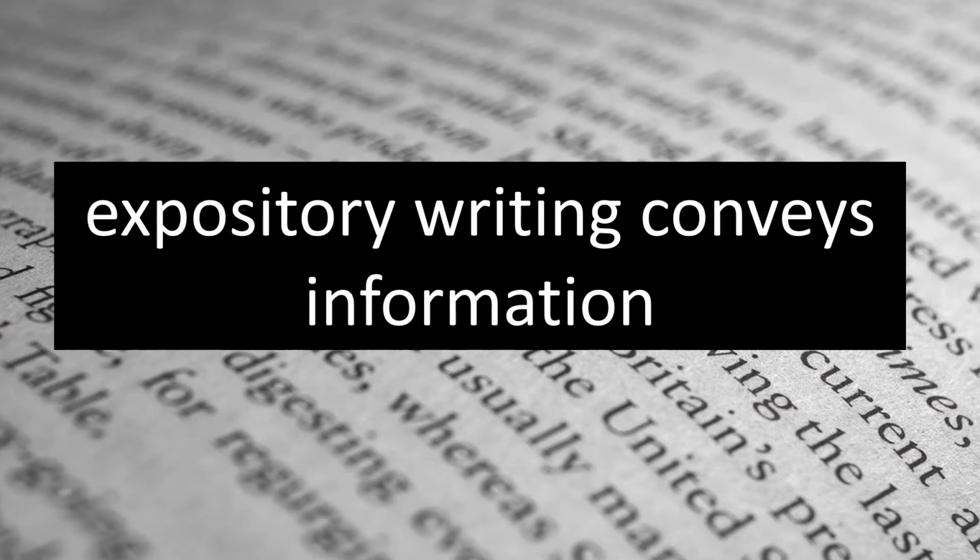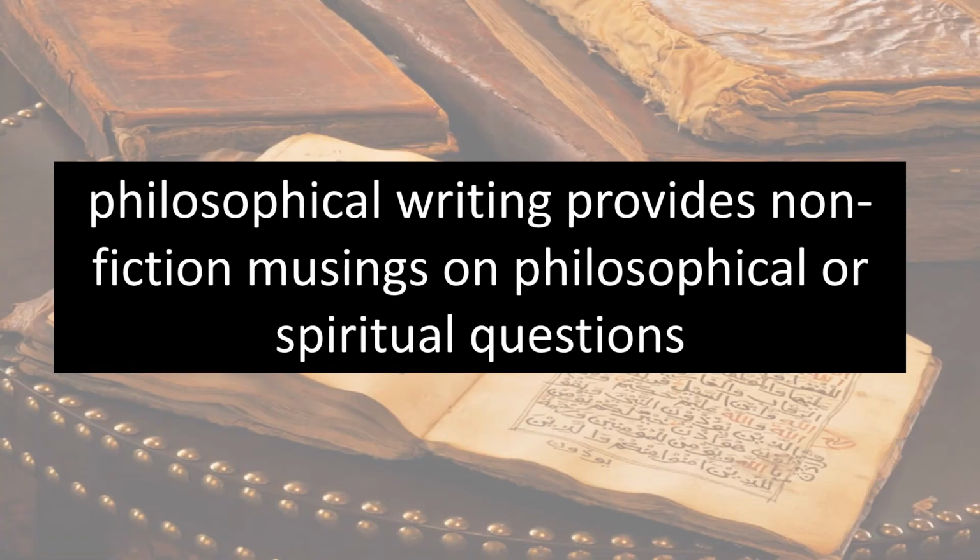Expository writing is writing that is done primarily to convey information. Things like textbooks, instruction manuals, legal briefs, articles in scholarly journals or in medical journals, newspaper and magazine articles, encyclopedia entries, and reports such as financial reports are all examples of expository writing. Philosophical writings are published works that provide non-fiction musings on philosophical or spiritual questions. Philosophical writing also encompasses religious writing.